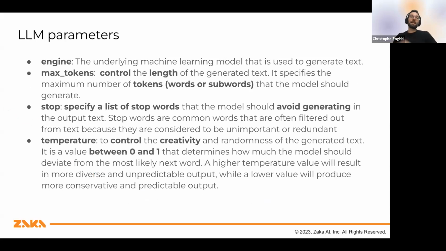Also, some parameters that we can pass to an LLM: first is the engine, which is which actual model we're going to use to generate, for example, GPT 3.5, GPT 4, etc. We can also specify the maximum tokens, an argument that controls the length of the generated text. We can also specify a stop word. For example, if you don't want it to generate endless text, you can say stop at this word or stop after this. And there's also an argument called temperature, which controls the creativity of these LLMs. It's a value between 0 and 1, where the higher the value is, the more diverse and unpredictable the outputs, and the lower the value is, the more predictable and conservative the output. So you can control the temperature of that LLM or the answer.